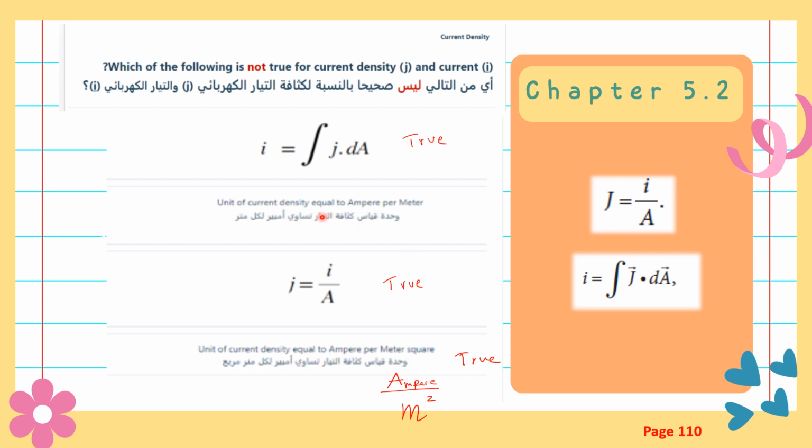So the last option is the unit of current density is ampere per meter. The current density is ampere per meter, which is wrong. It's supposed to be meter square. So this is not true, the option that they are searching for.